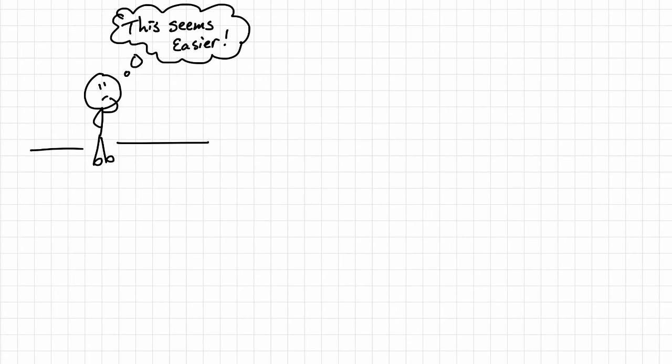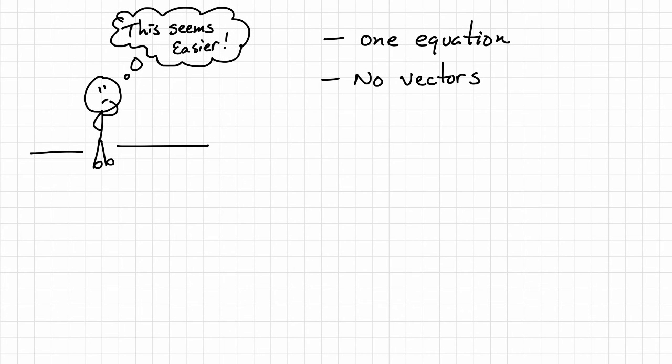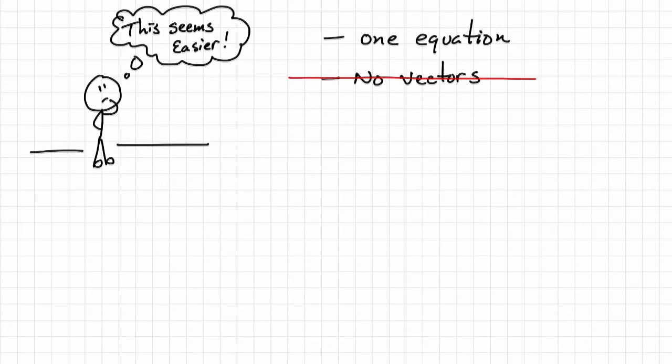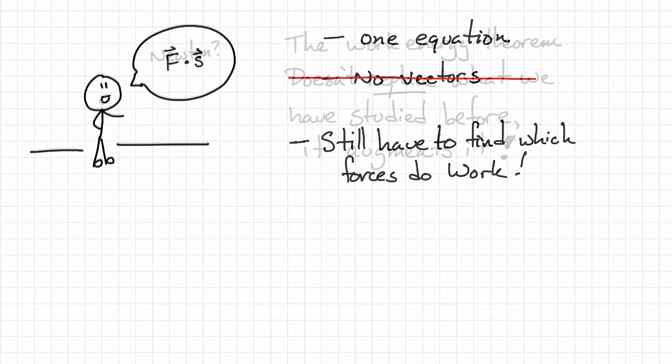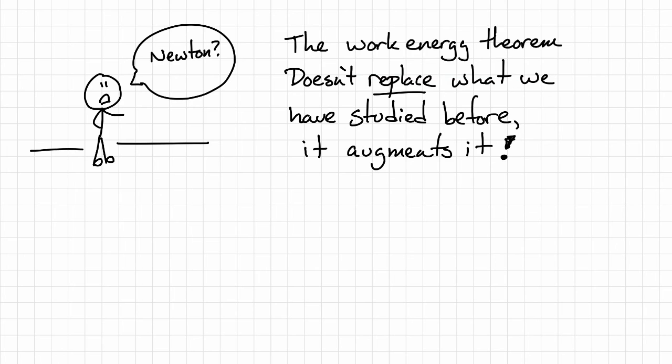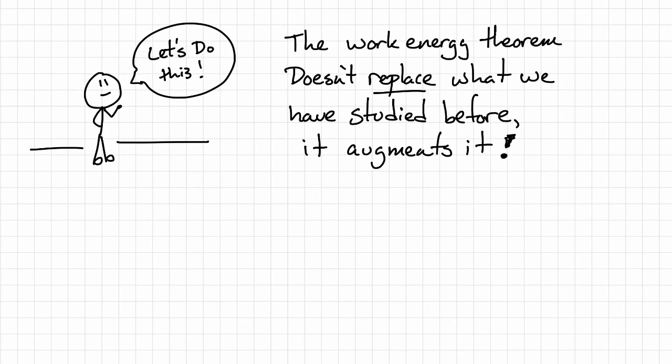The work-energy theorem might seem easier. There's only one equation. It doesn't look like there are any vectors. Well, the last part's not true. You still have to find which force vectors point in the direction of motion. The work-energy theorem does not replace Newtonian mechanics that we learned previously. It augments it. So let's get going and let's learn about work and energy this week.